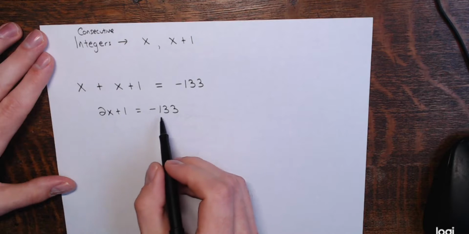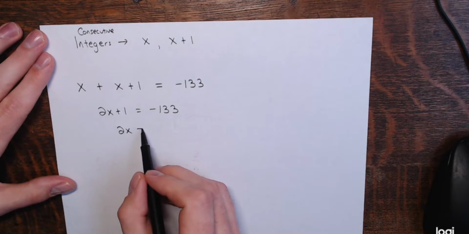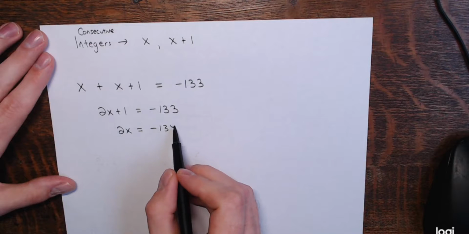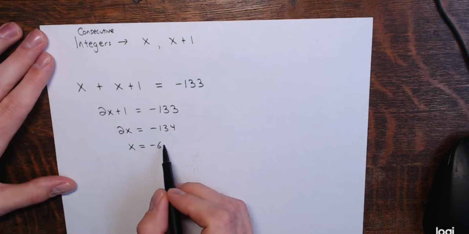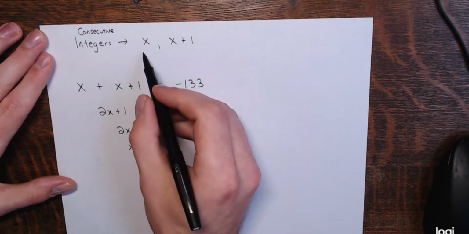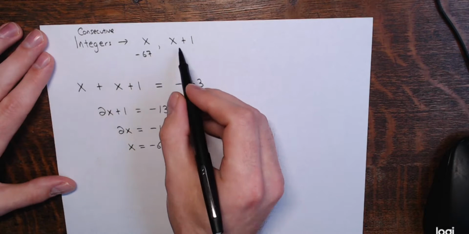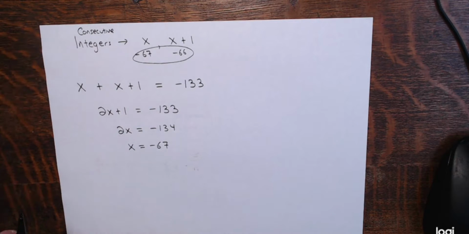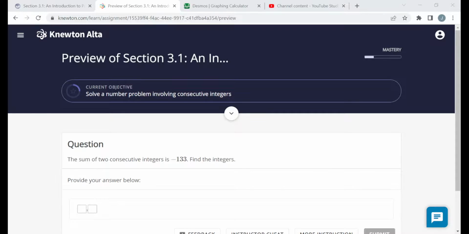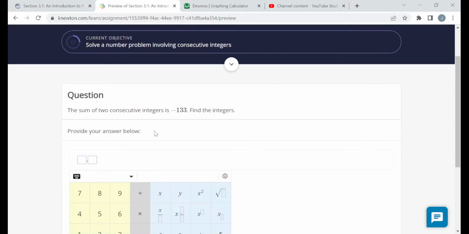Subtracting 1 gives me 2x on the left equals -134. And then dividing by 2, I get x equals -67. So this is -67 here, and then plus 1 would be -66, and there's your answer. Those are the two consecutive integers that add up to -133. So in one box, -67, and the other box, -66.